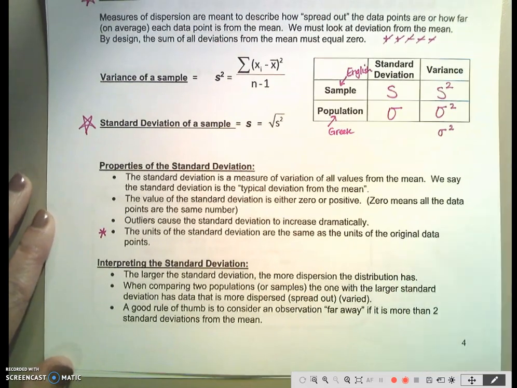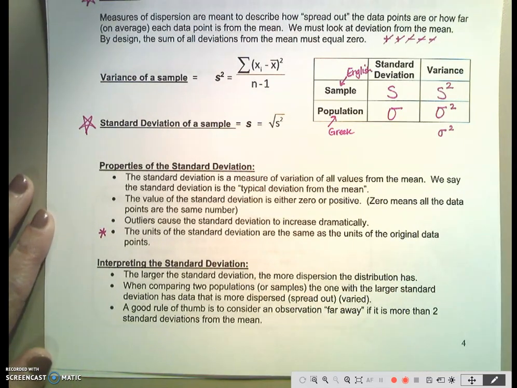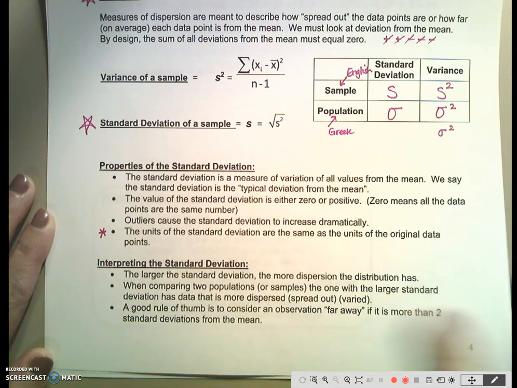When it comes to interpreting it, the bigger the standard deviation, the more spread out your data is. So the bigger the number, the more spread out. When you're comparing two populations or two samples, the one with the larger standard deviation is more spread out. It's kind of the same thing. And a really good rule of thumb that we like is if your data point is more than 2 standard deviations away from the mean in either direction, either bigger than the mean or smaller, we consider it far away, and we'll define that later as unusual. But if you're more than 2 standard deviations away from the mean, you're starting to tread on unusual territory, okay? So that's sort of the setup.